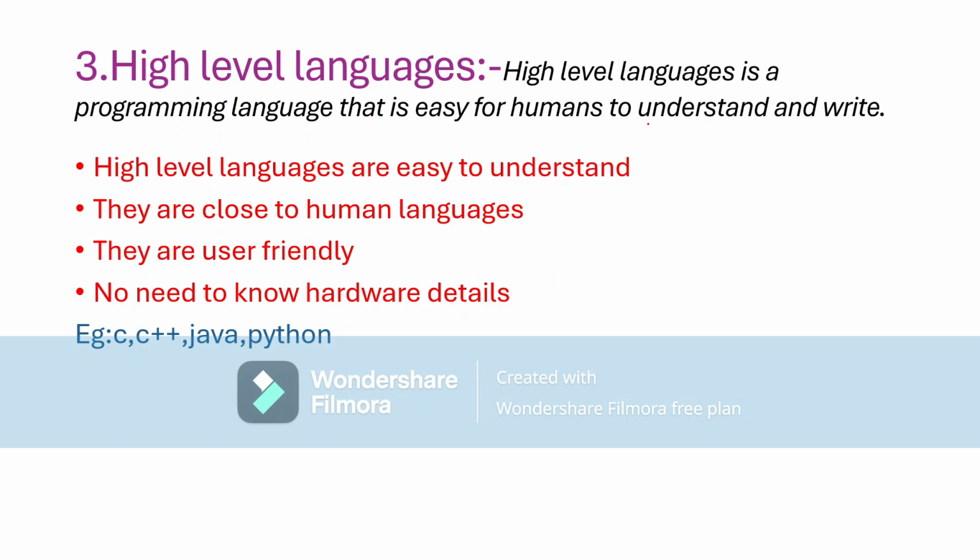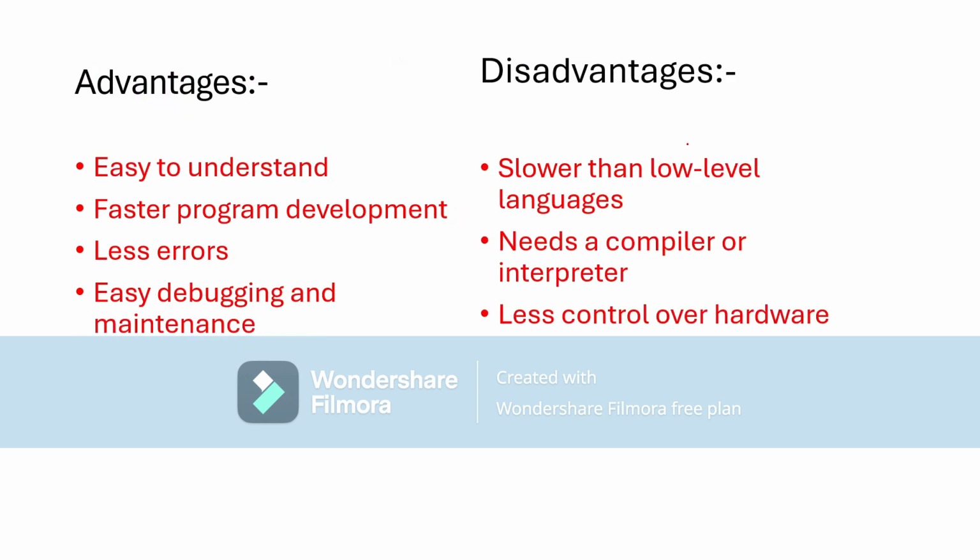Next, a high level language is a programming language that is easy for humans to understand and write. High level languages are easy to understand, close to human languages, user friendly, and there is no need to know hardware details. Next, advantages and disadvantages: easy to understand, faster program development, fewer errors, easy debugging and maintenance; but slower than lower level languages, needs a compiler or interpreter, and less control over hardware. I hope you understand what computer languages are, the different types of programming languages, and their advantages and disadvantages.